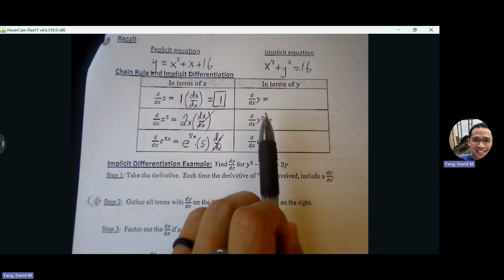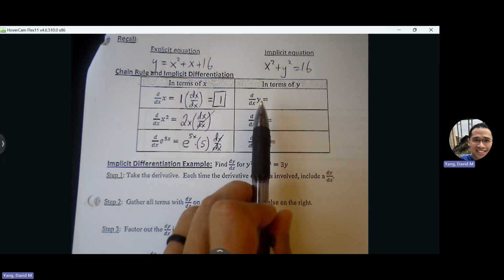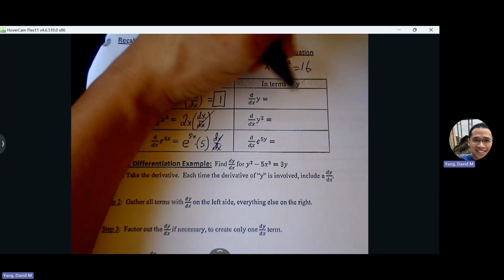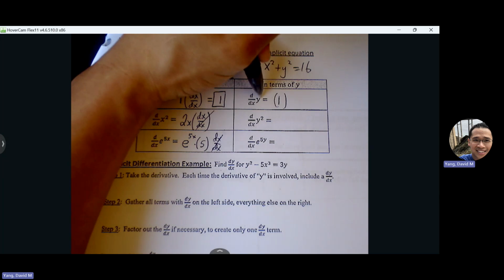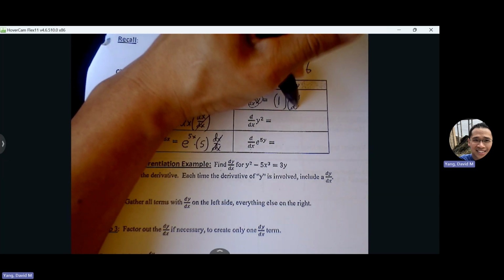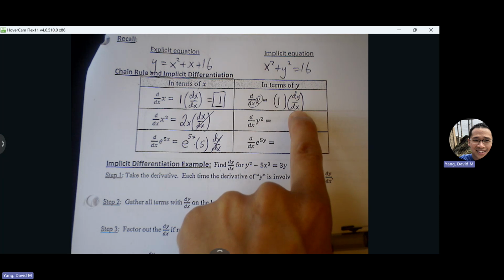Now, let's say we're asking for the derivative of y with respect to x. If that's the case, we're still going to do the same thing as before. Y's derivative is still 1. But now we're asking for y's derivative with respect to x, and so that variable is going to have to stay in our expression. So think of dy dx as just asking for y's derivative with respect to x.